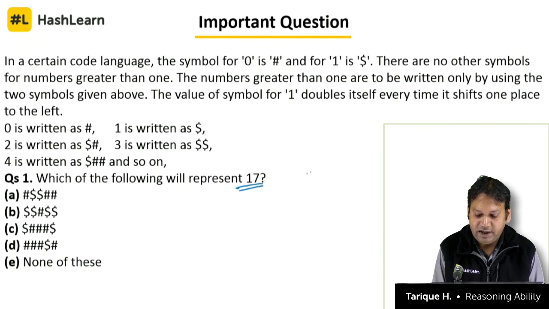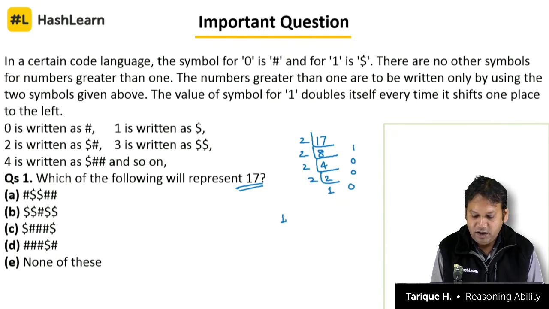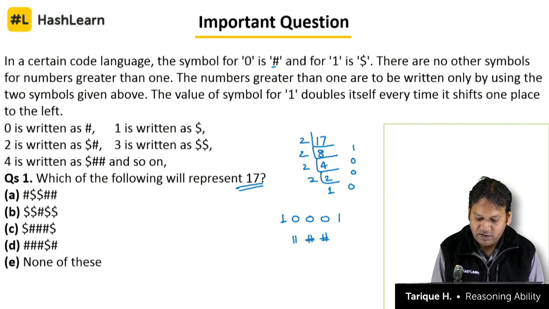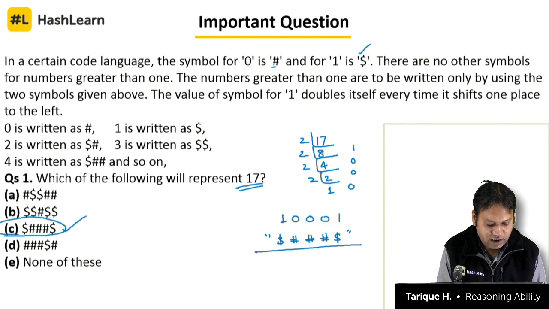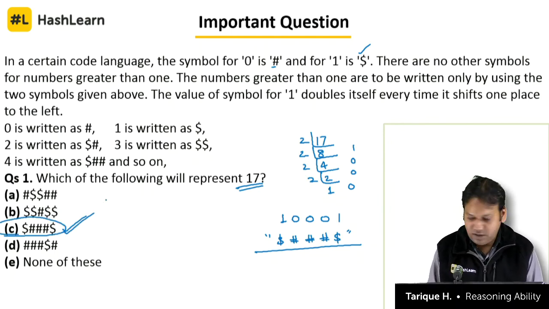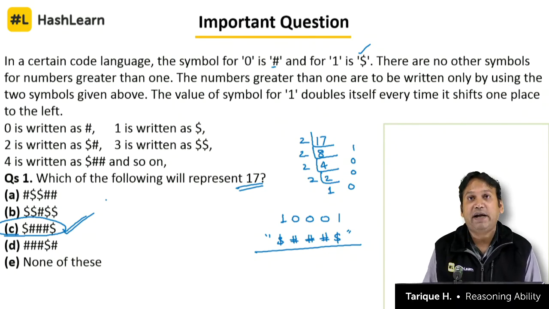What is the number 17? 17, 2 into 8, remainder 1, 2 into 4, remainder 0, 2 into 2, remainder 0, 2 into 1, the remainder is 0. Okay. So we have 10001. Now 0 is hash, write down hash wherever we have 0, and 1 is dollar, write down dollar wherever we have 1. And what is your answer? Dollar hash hash hash dollar. See, dollar hash hash hash dollar. That is your answer. So the answer for this question is C. Once we know this is binary, it's a very easy question.